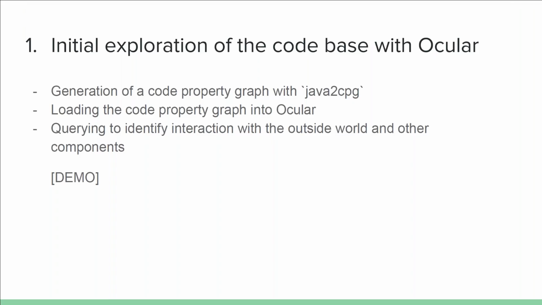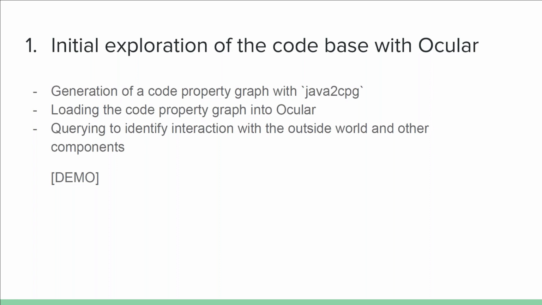Okay, so back to my slides. What did you just see? Well, you saw that we can identify which components the codebase interacts with, and you also saw that we are able to identify the HTTP handlers. So the places where attacker-controlled data reaches the application.